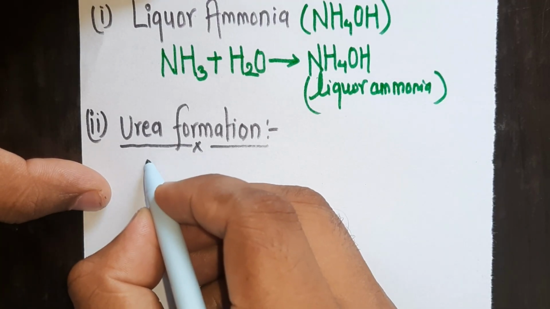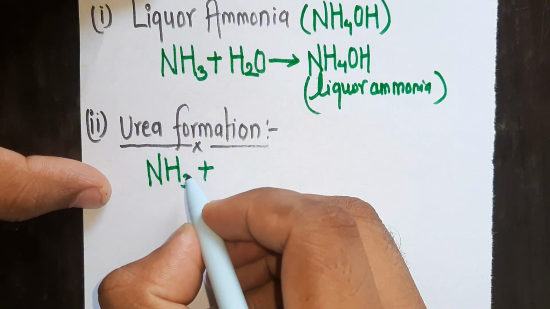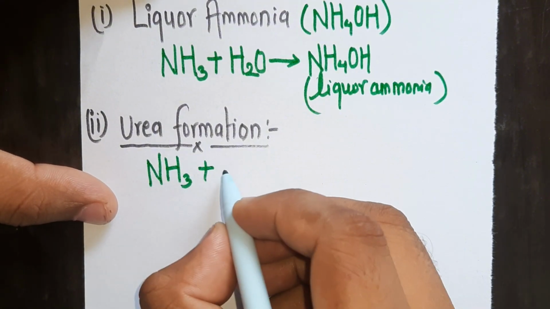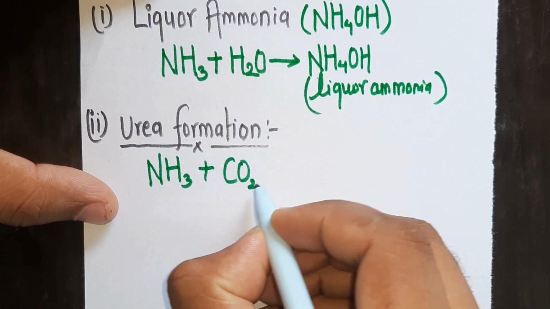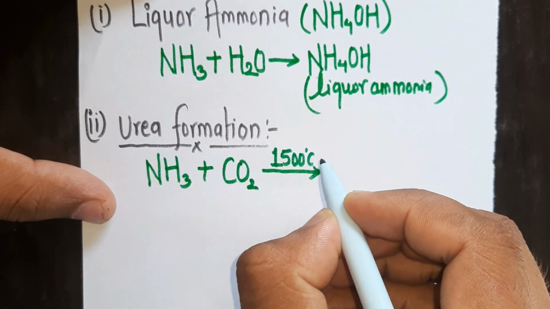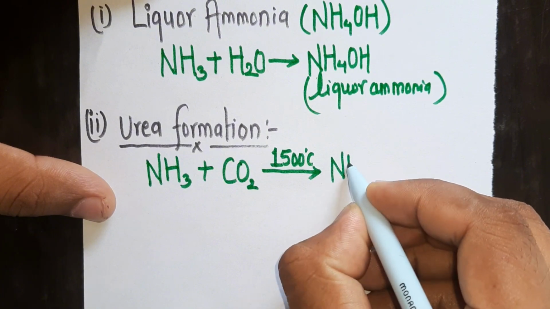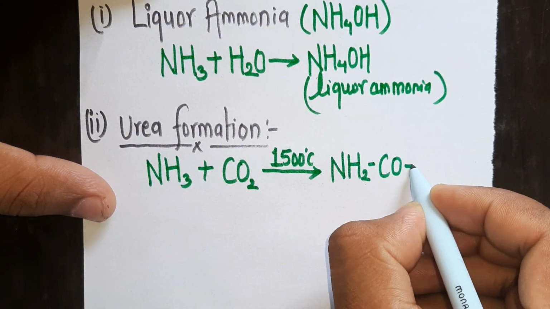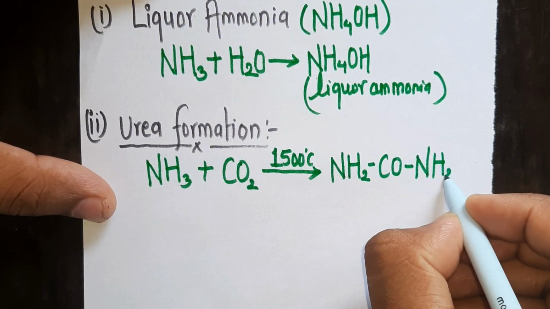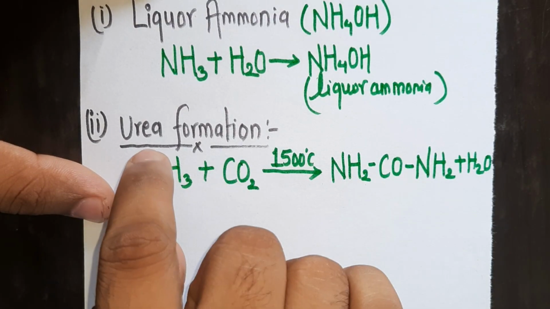Now, whenever ammonia reacts with carbon dioxide gas, we already discussed this point in carbon dioxide gas preparation also. Whenever ammonia gas reacts with carbon dioxide gas under a high temperature, about 1500 degrees Celsius, it forms urea. And what is the formula of urea? NH2CONH2. It forms urea plus water.